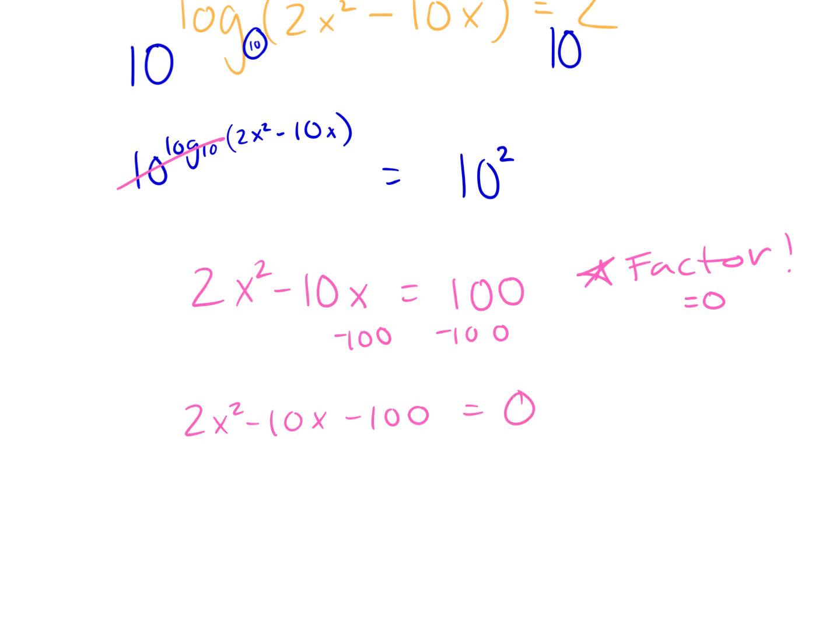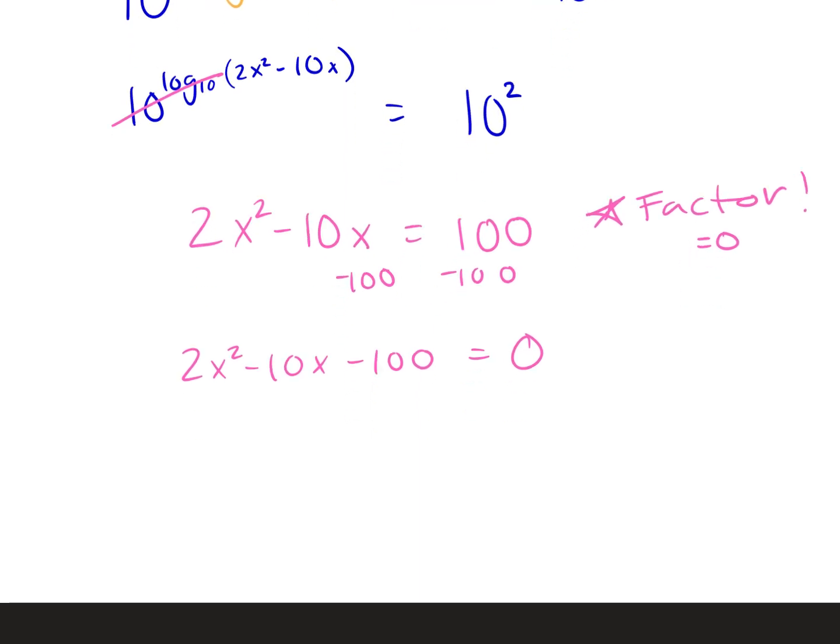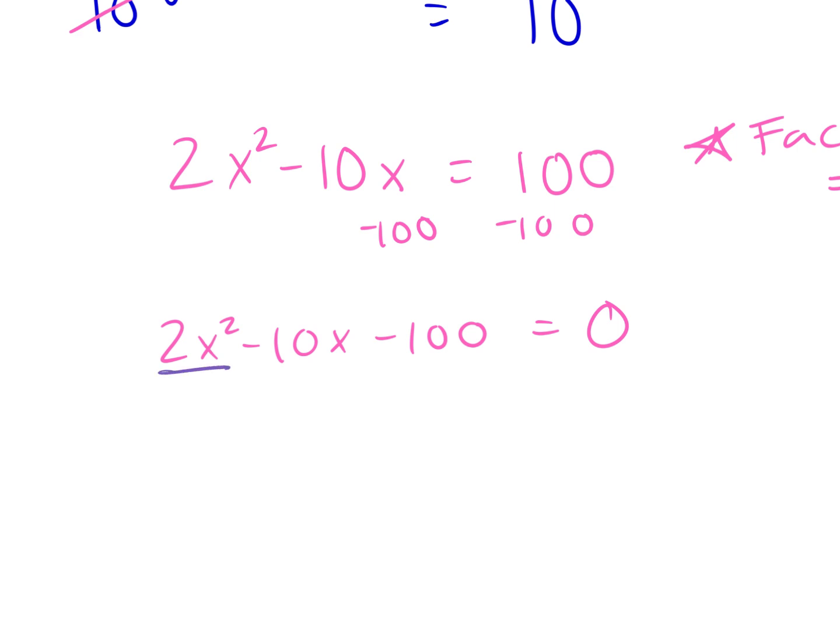We could do first times the last, but do I have a GCF? 2. So let's just divide everything by 2. Get rid of that 2 so we don't have to worry about first times last. We're dividing everything by 2, even the 0. That way it just goes away. So x squared minus 5x minus 50 is equal to 0. So the 2 just goes away because I just divided it out of my equation.